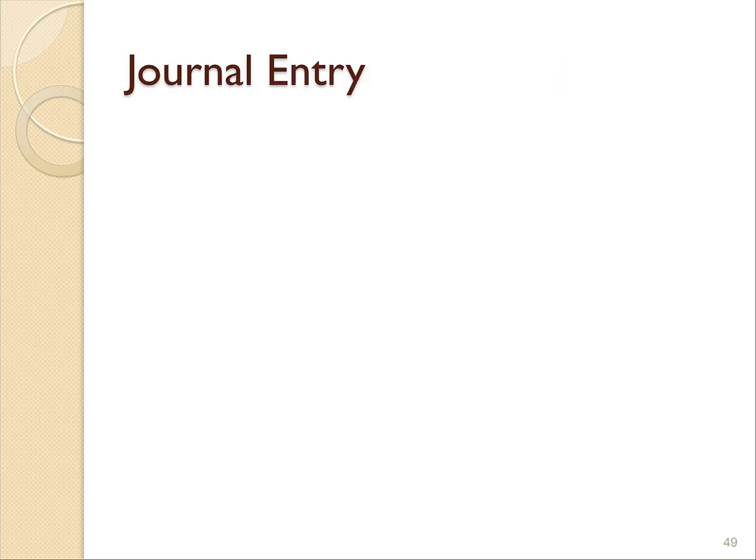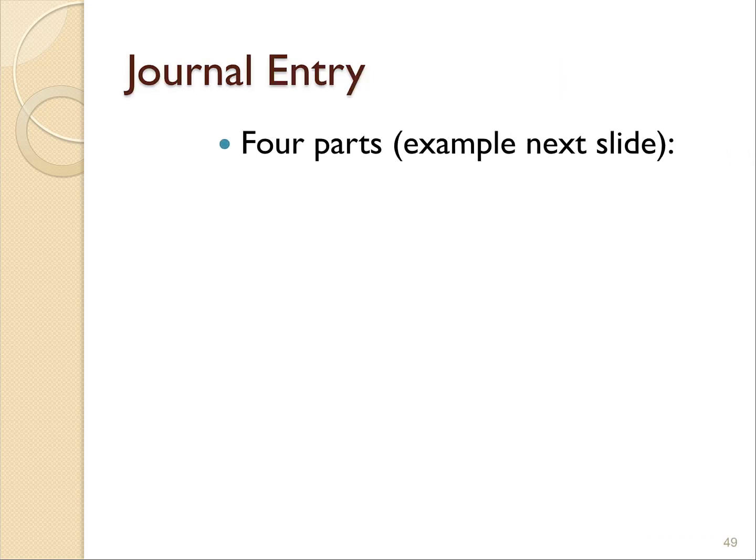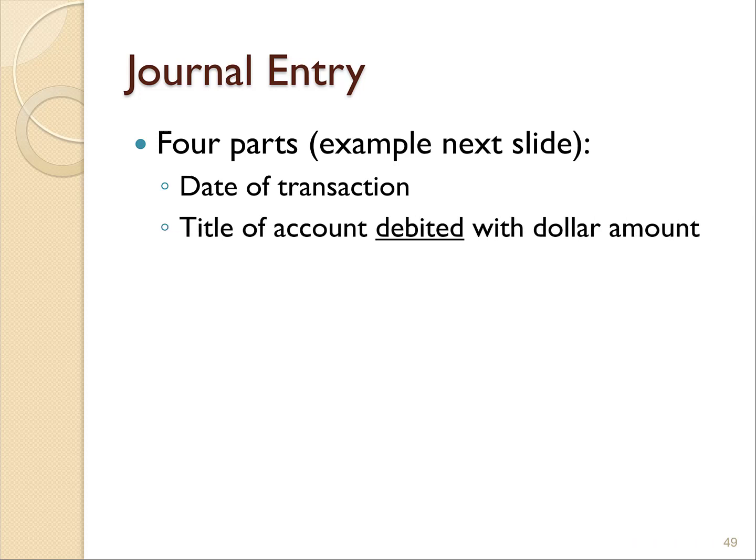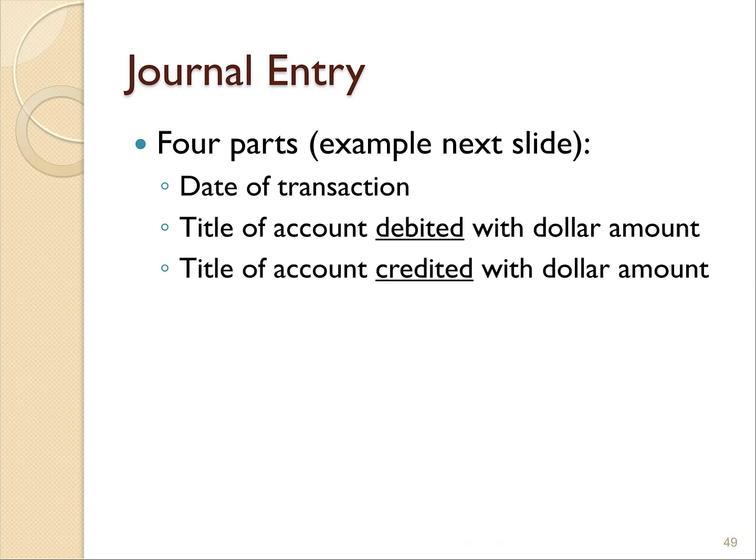There are 4 parts to a journal entry, and we'll see that on the next slide. The first part is the date of the transaction, and then remember we have to list the debit account first along with the dollar amount. Then we list the credit account along with the dollar amount, and then we usually have a brief explanation of the transaction. So what does this all look like?